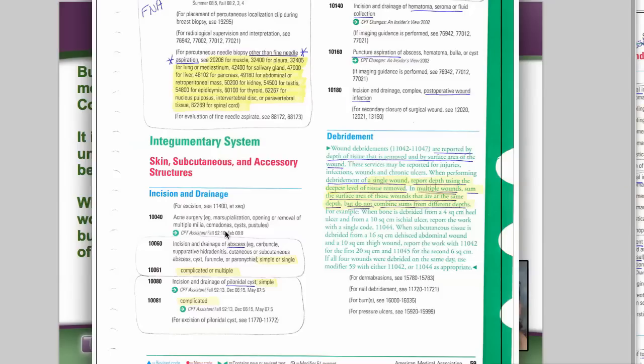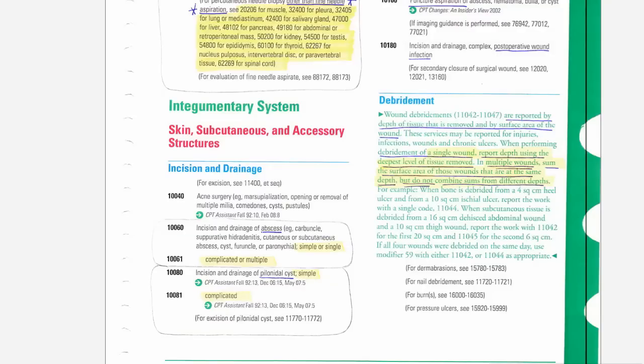So here we have, let me see if I can zoom in on this a little bit. And you can see here that we've got 10040 for acne surgery. And this one is called a standalone code because there's no semicolon, there's nothing indented underneath it. So for part of the bubbling and highlighting technique, we don't need to do anything with standalone codes.